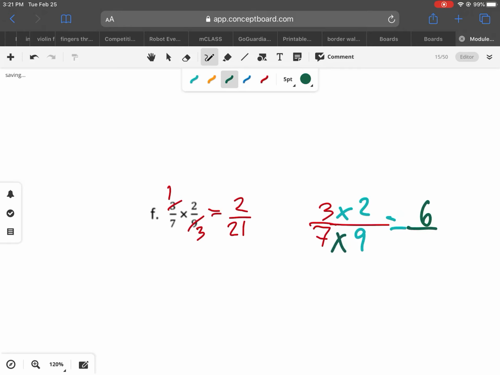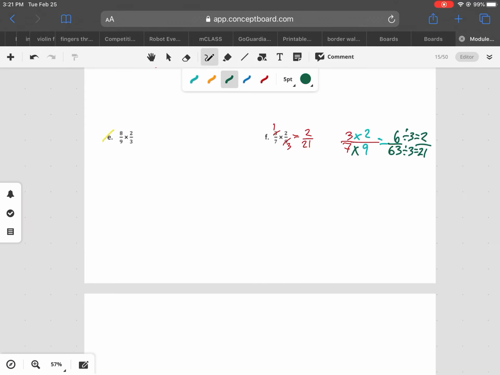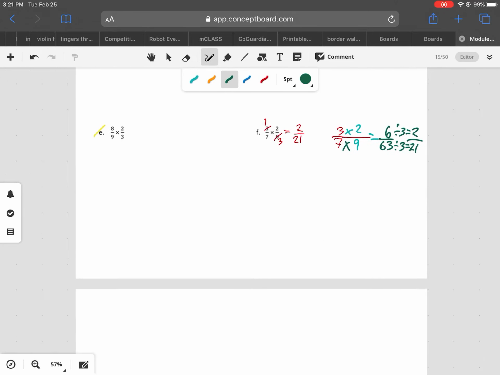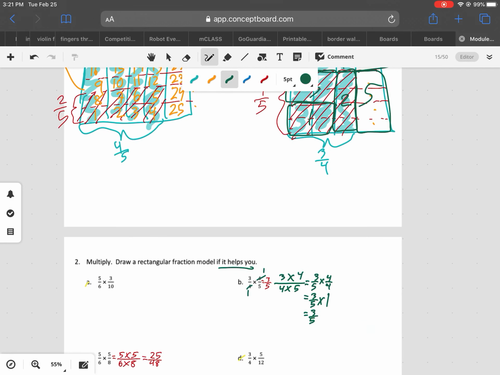And that will give us 6 over 63. And both of these are divisible by 3, so dividing by 3 will give me 2. Dividing by 3 will give me 21. And there's my 2/21. All right.